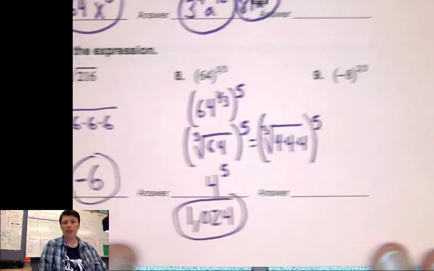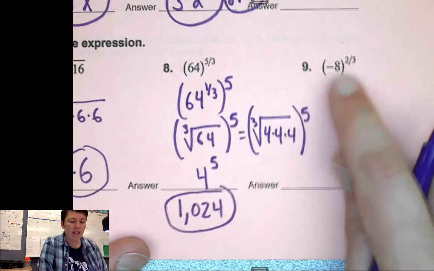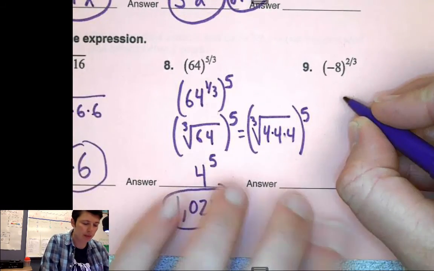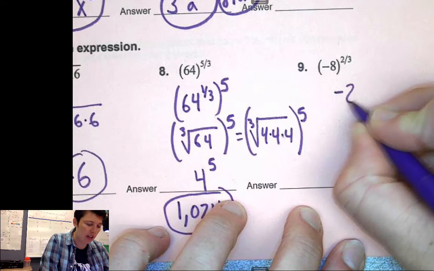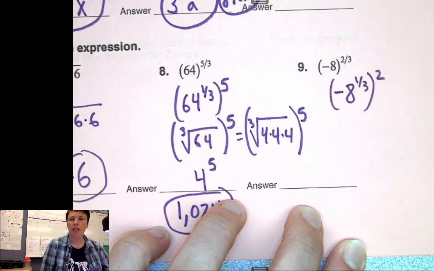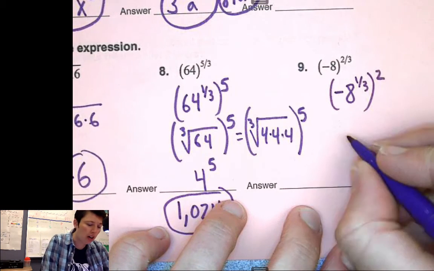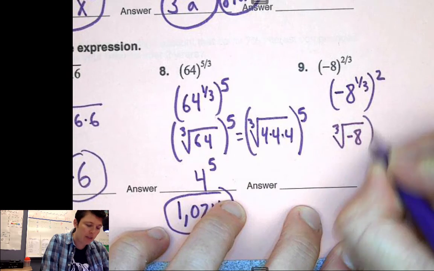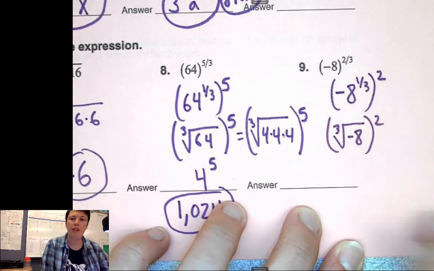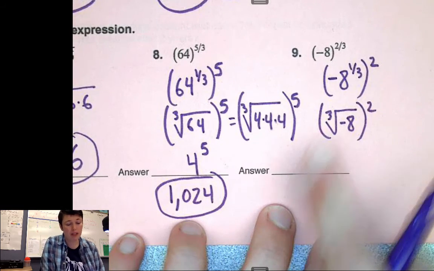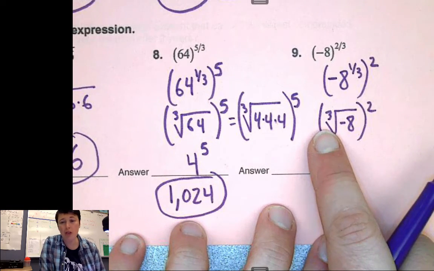Okay, we're doing good. Let's do the next one, number 9. Negative 8 to the 2/3 power. Okay, so again, let's break that up. That's like negative 8 to the 1/3 power squared. That's what that really means. So our job is to find the cubed root of negative 8, and then when we're done, we're going to square it. Now, usually I say you cannot square root a negative number, but this is not a regular square root, it's a cubed root.